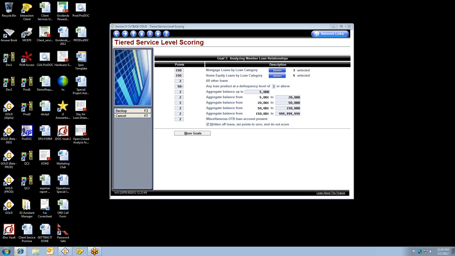All other loans would be any other section or any other loan that the member may have outside of what was specified in the mortgage or home equity section. Again, in this particular option, loan accounts are scored even if the balance is 0. The reward is based on the member having the product. So if the member does have an aggregate balance that you want to award a little bit higher, you would use that in the aggregate balance section below.